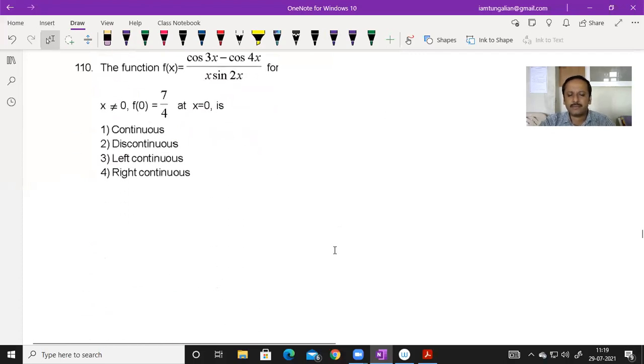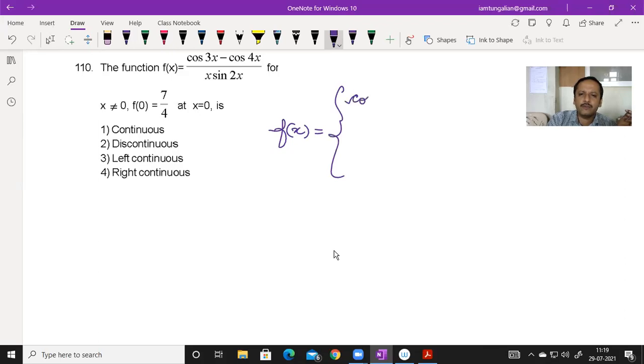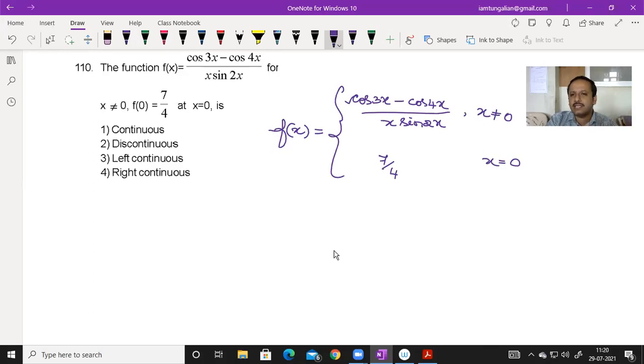Next question, 110. The function f of x equal to cos 3x minus cos 4x divided by x into sin 2x for x not equal to 0, and f of 0 is 7 by 4 at x equal to 0. See how this function is defined. f of x is equal to cos 3x minus cos 4x divided by x sin 2x for x not equal to 0, and it is 7 by 4 at x equal to 0. They are asking, is it continuous or discontinuous?